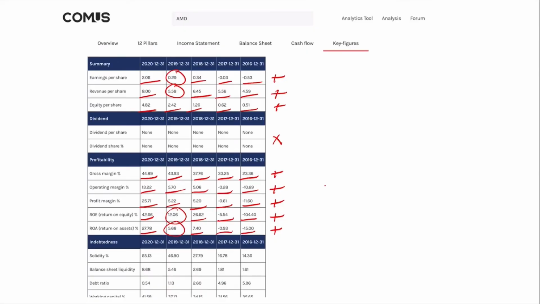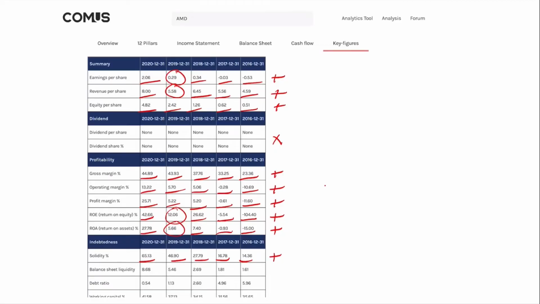Solidity tells you about a company's financial strength for the long term, and we can see here that we went from 14.3% up to 65%, and the numbers have been growing steadily every year. I like it. They are becoming more financially stable during uncertainties, so that is great. Balance sheet liquidity is the same thing as solidity. Here it looks at the company's financial strength for the short term, and we can see we went from 1.6 up to 8.6, and the numbers have been growing steadily every year.